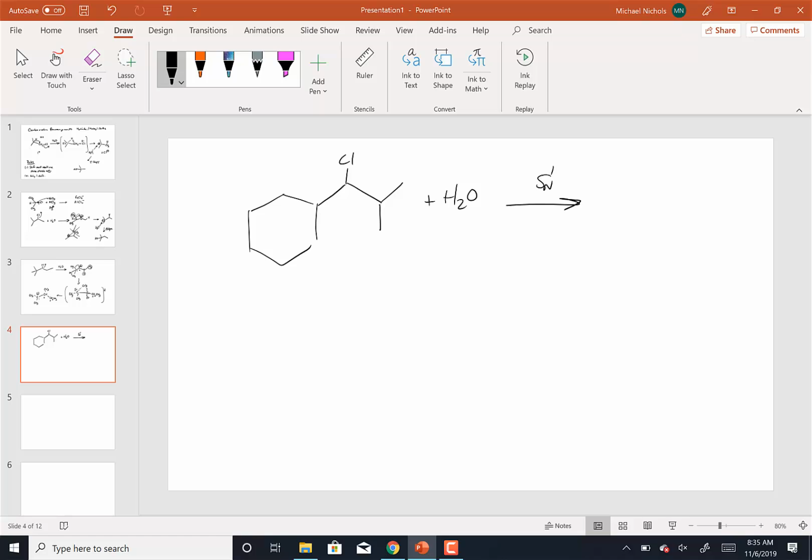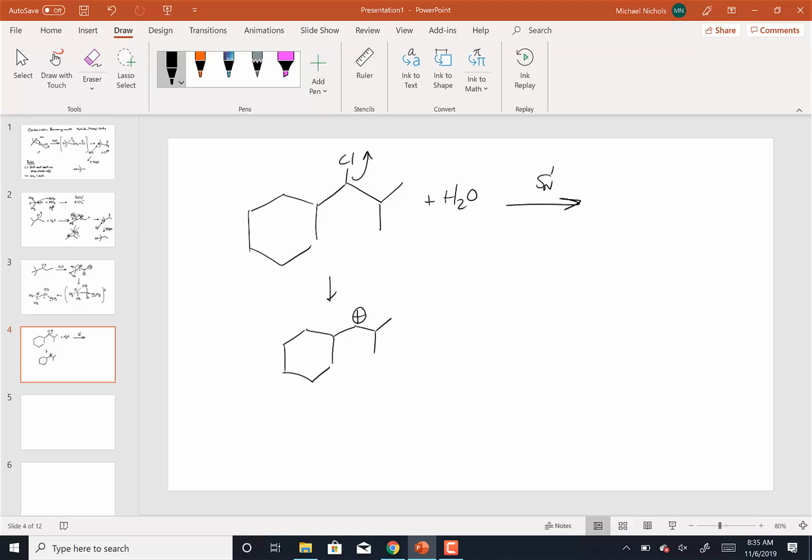Okay, did we get 2 products? Did we get 1 product? Did we get 1 carbocation? Okay, so what are we going to do here? First step is to do what? Go ahead. Break the carbon-chlorine bond and make the secondary carbocation. First step.